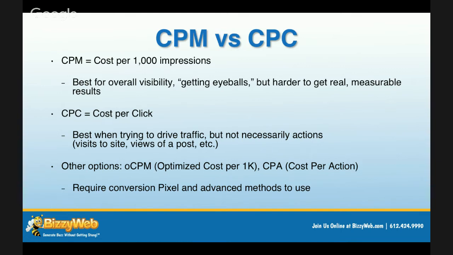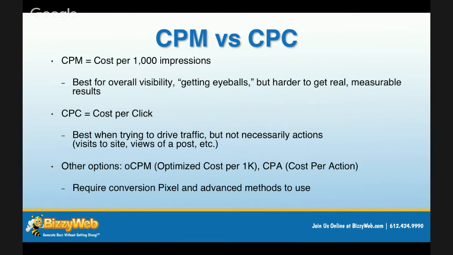So again, if you want to broadcast out to as many people as possible, you have a limited budget and you just want to blow some money, CPM is a great way to go. However, if you want to drive people toward an actual next step, CPC, or cost per click, is probably a better bet for you.